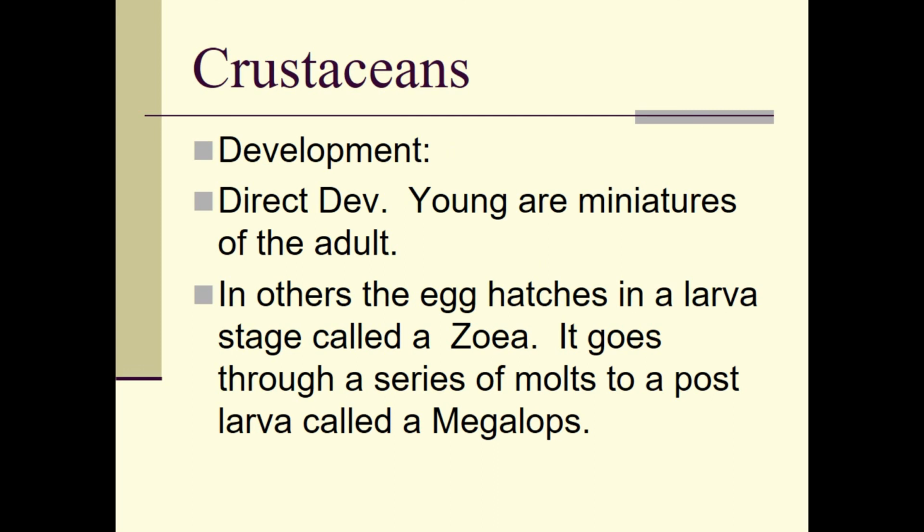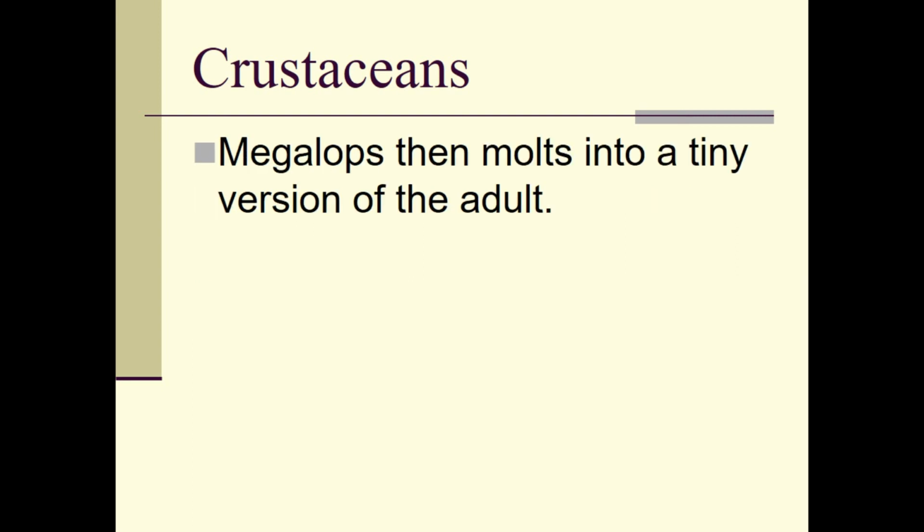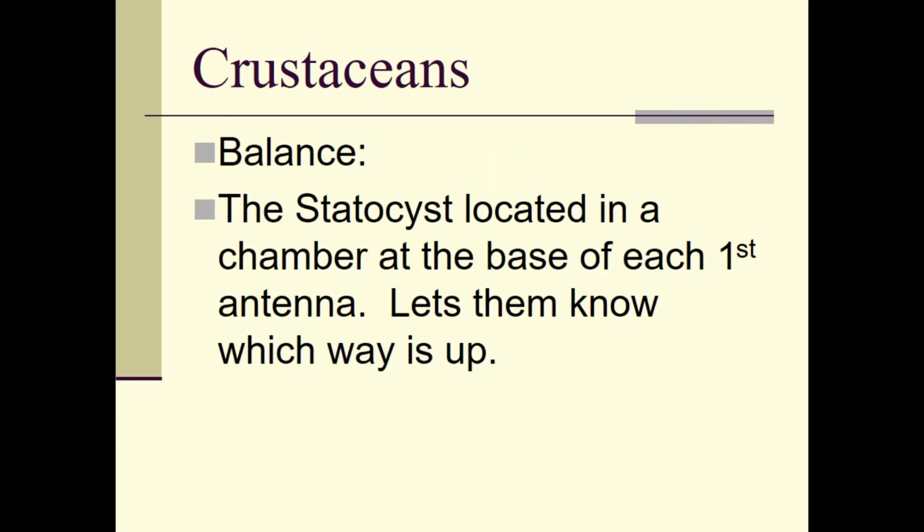Their growth and development, they have direct development. Which means the young are miniature versions of the adult. They don't go through a metamorphosis the way some other arthropods do. In other egg layers, the eggs hatch into a larva called the zoea. It goes through a series of molts to a post-larva called the megalops. So it is kind of a metamorphosis in a way, but most of the time it's microscopic until it develops into the megalops, which will then be developing into the adult. Megalops then molts into a tiny version of the adult, which is what I just said.